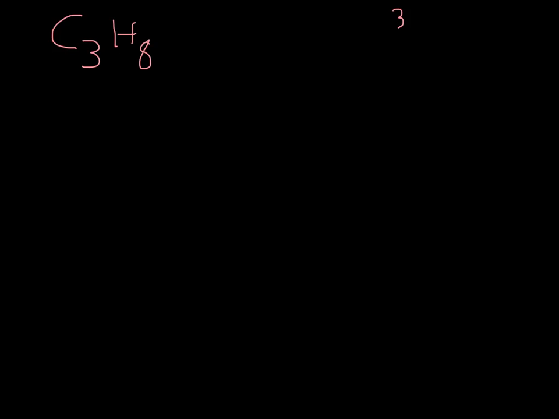We have 3 carbons, and carbon is in group 4A, so it has 4 valence electrons. So 3 times 4 is 12. Then we have 8 hydrogens. Hydrogen is in group 1A, so each hydrogen has 1 valence electron. 8 times 1 is 8. So we have 20 total electrons to build our structure with.